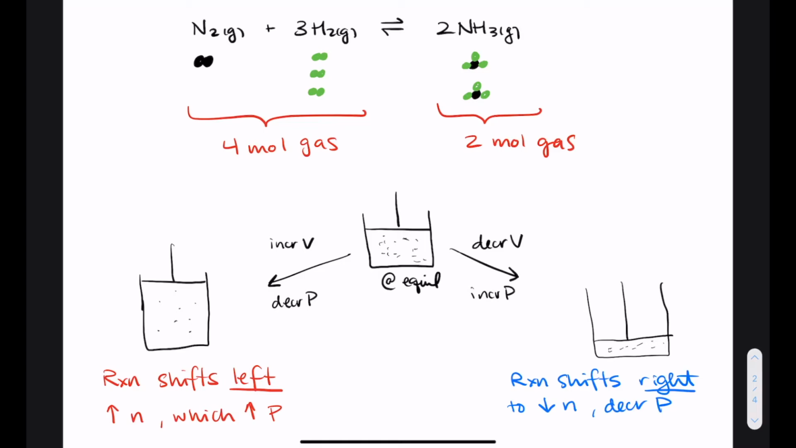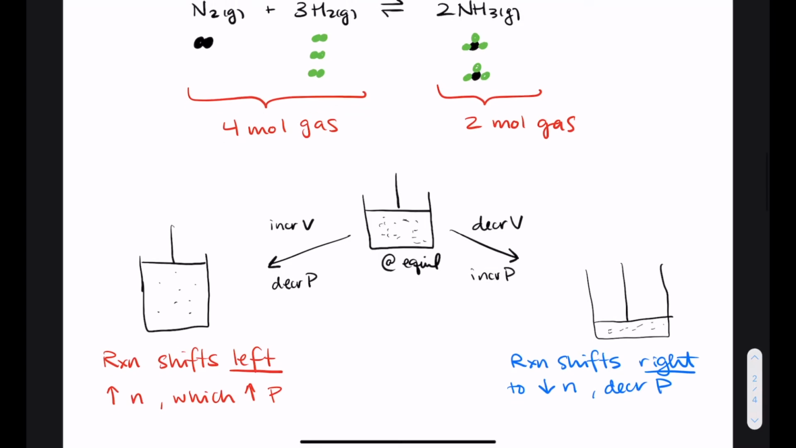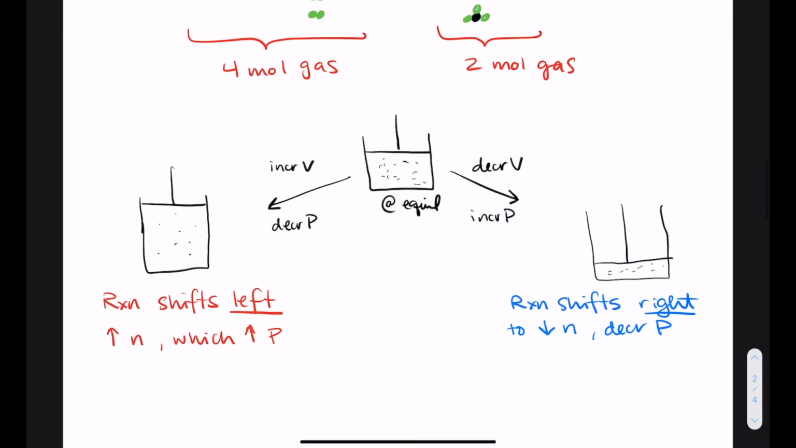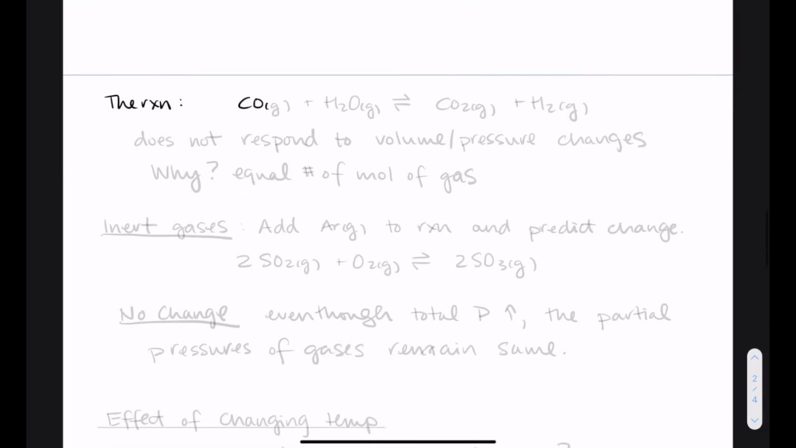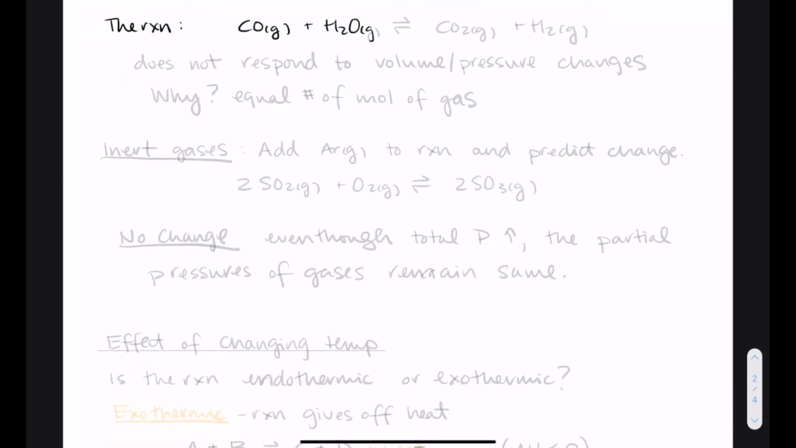Now, here's another example. Carbon monoxide plus water in equilibrium with carbon dioxide and H2. This reaction does not respond to changes in volume or changes in pressure. I mean the overall pressure of the entire reaction. And the reason it doesn't is because there's nowhere for it to shift. If I increase the pressure and I want to shift to a side with fewer moles, both sides have 2 moles.